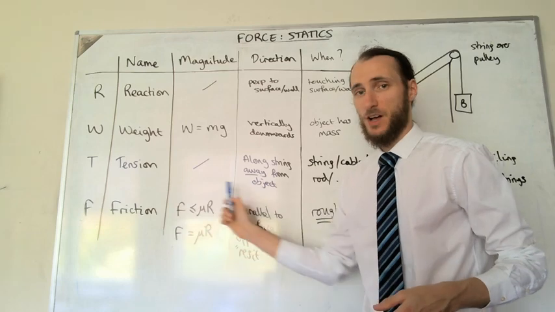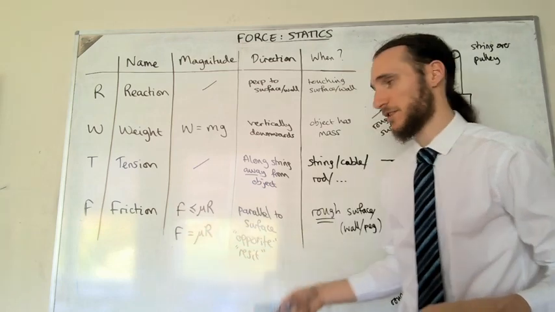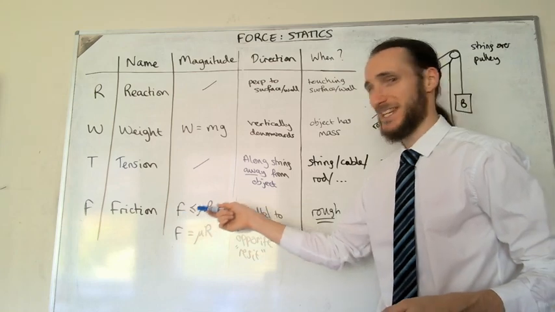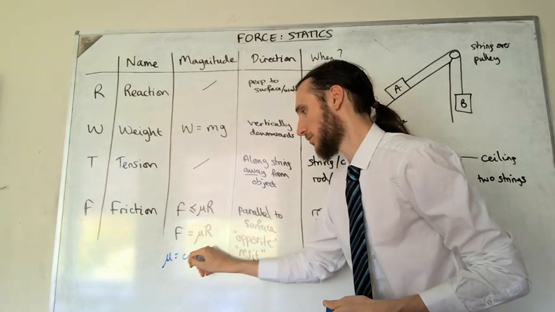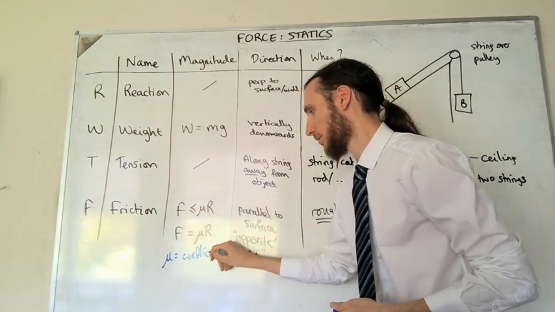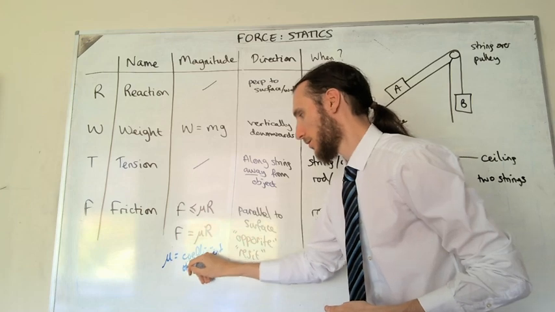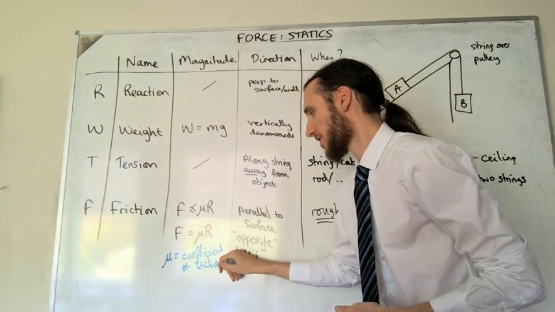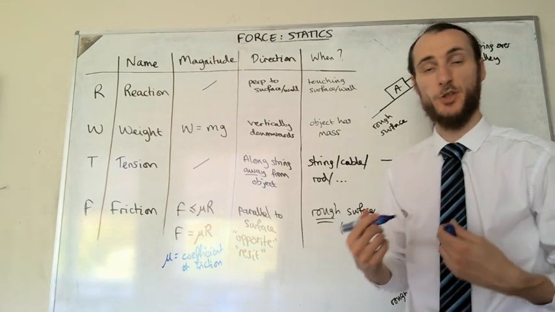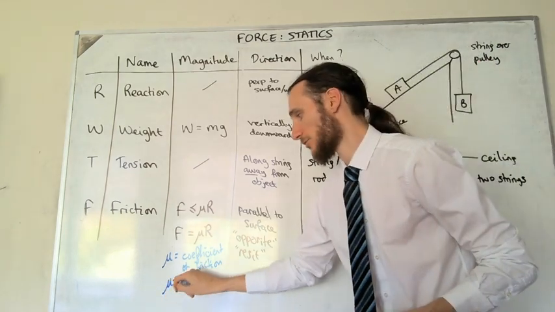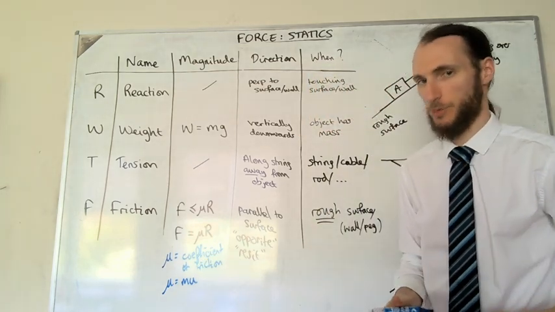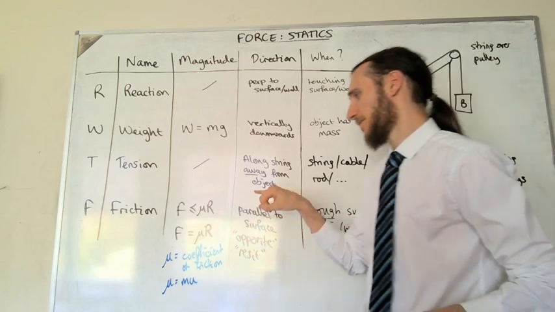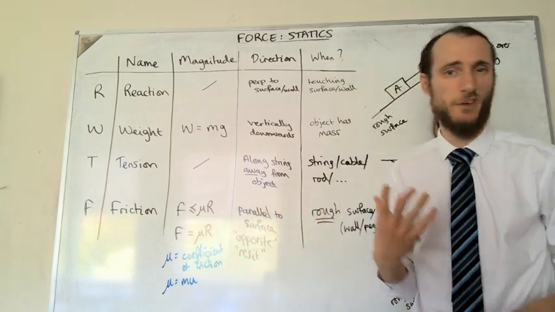There is a magnitude for friction. There's a formula for it. Friction is less than or equal to mu times R. Mu here is the coefficient of friction. So it's not friction itself, it's the coefficient of friction, it's just a number. Mu is a Greek letter. Mu looks a bit like an M, looks a bit like a U, and is probably my favorite Greek letter. The coefficient of friction tells you how rough that surface is.